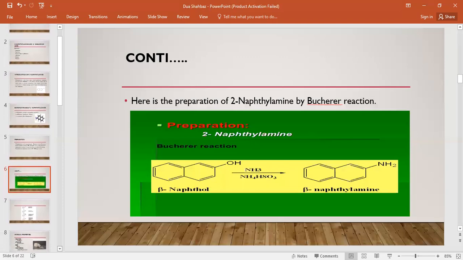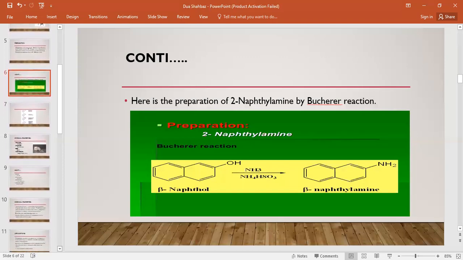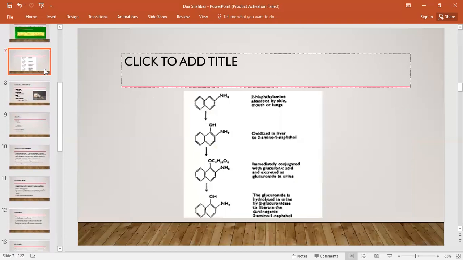Here is a short description about 2-naphthylamine. 2-naphthylamine is absorbed by skin, mouth or lungs, and oxidized in the liver to 2-amino-1-naphthol, which is immediately conjugated with glucuronic acid and excreted as glucuronide in urine. The glucuronide is hydrolyzed in urine by beta-glucuronidase to liberate the carcinogenic 2-amino-1-naphthol.